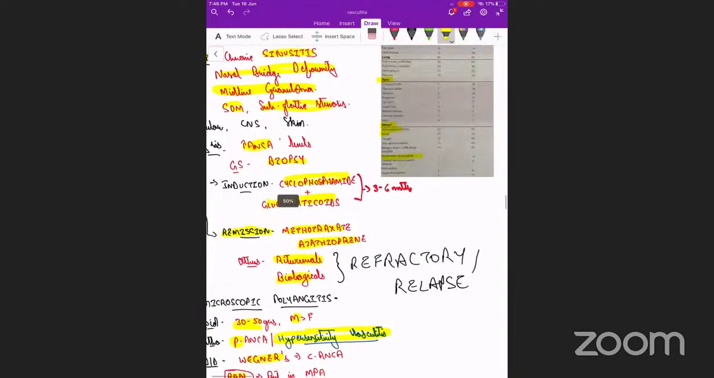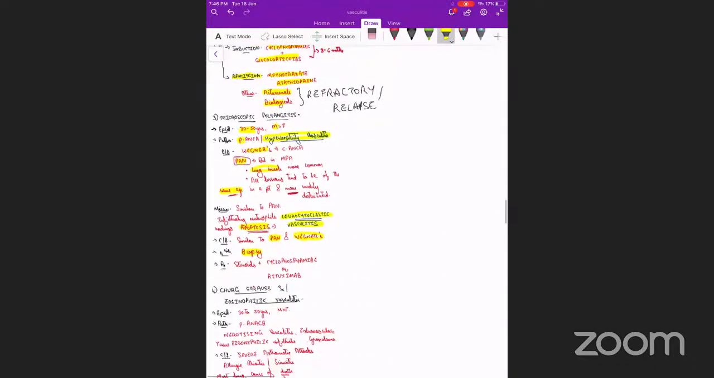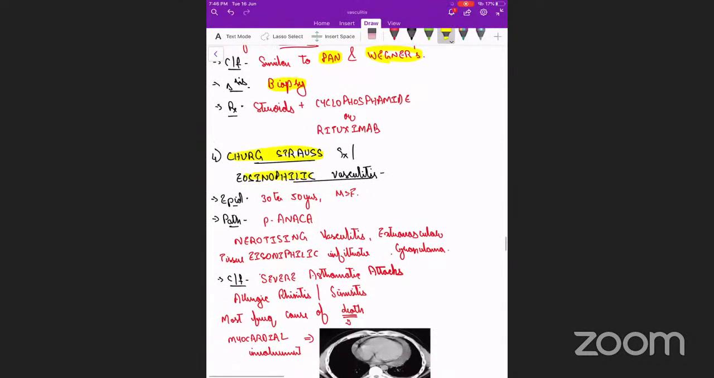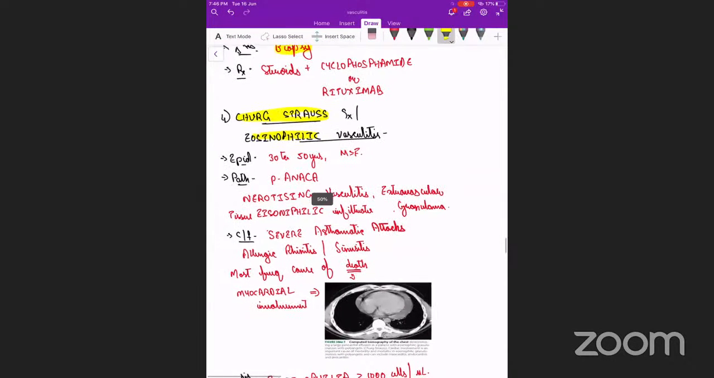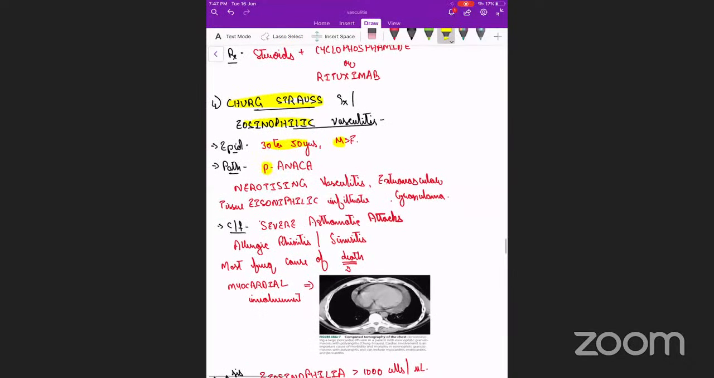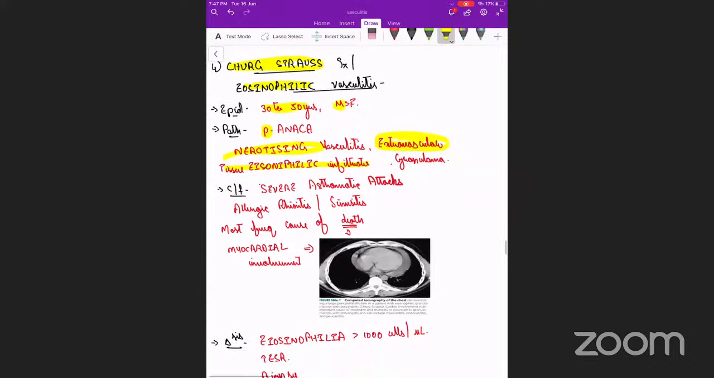Okay. Next in the line for ANCA-mediated vasculitis was Churg-Strauss syndrome, or eosinophilic vasculitis. So what are the features? Again, middle age, males greater than females. Again, PNCA. Again, this is also necrotizing vasculitis. But what is the difference is there will be eosinophilia. This eosinophilia will infiltrate the tissue, which will lead to tissue eosinophilic infiltrates. And over here, the granuloma is extravascular granuloma.